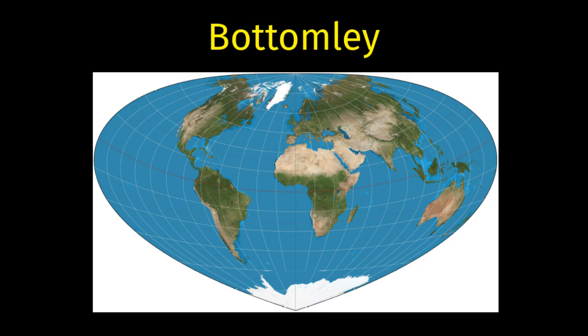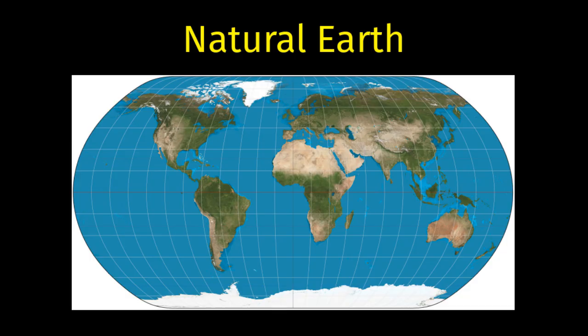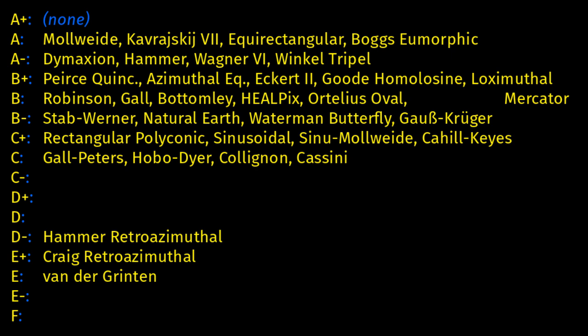We're on the home stretch now. We've got the Bottomley projection. So this is like Stab-Werner, but not twisted enough such that sometimes you go down to go north. It's not amazing, but it's not bad either. B tier. Then we have Natural Earth. This is like Robinson in that it is made to be very aesthetically excellent, but its formulation has way too many magic numbers. B- tier.